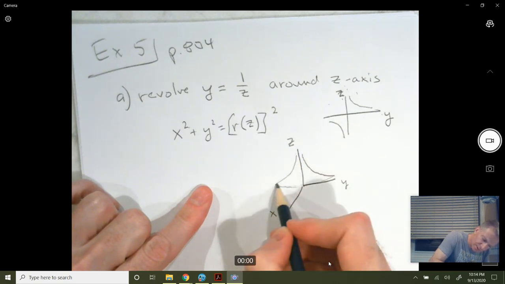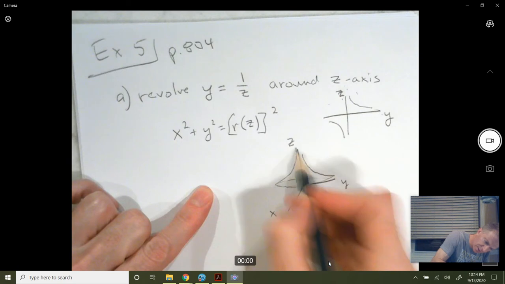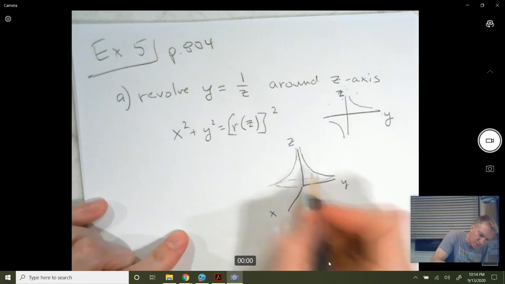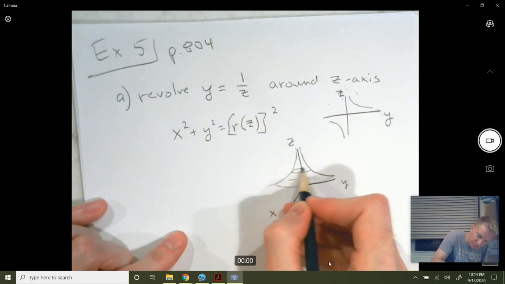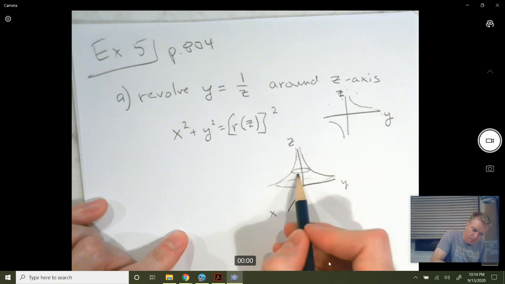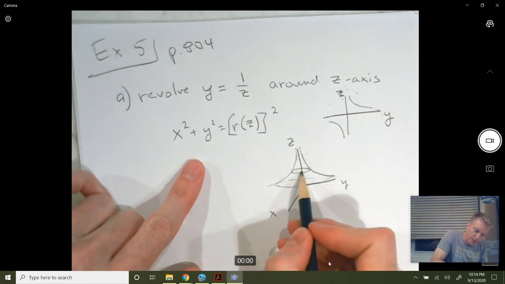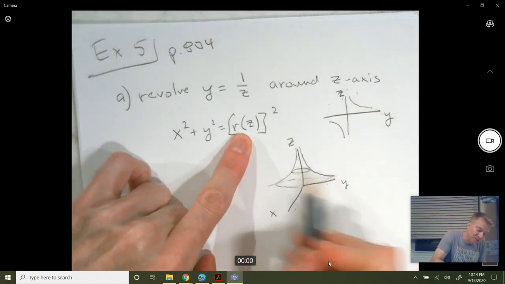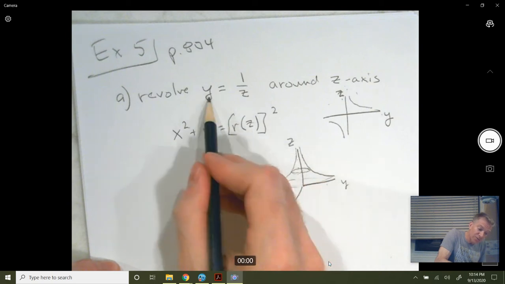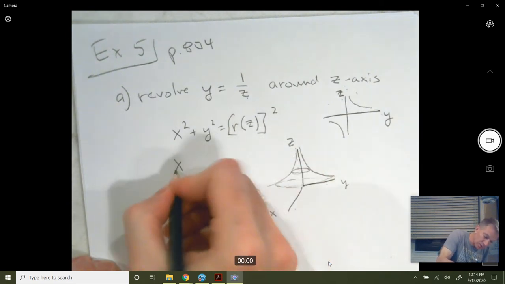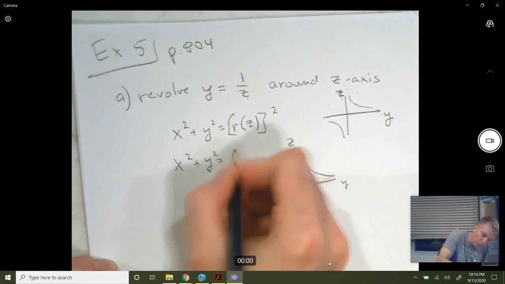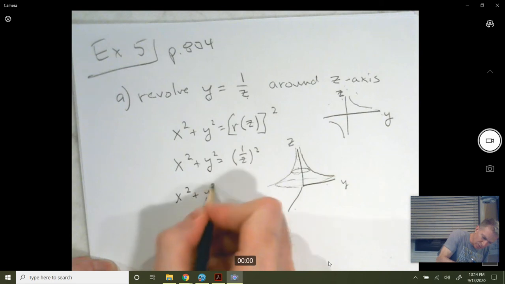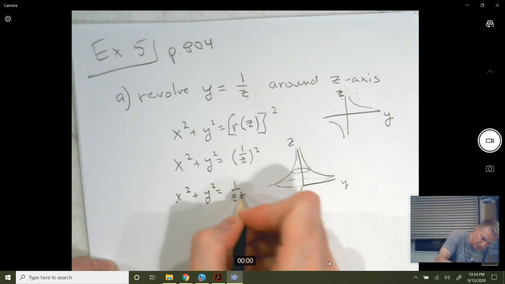Okay, we can't draw the entire thing. Remember, this goes up to infinity. This actually also will go out and keep going out, but it's going to look something like that. So our cross sections will be circles parallel to the xy plane. And the x squared plus y squared will equal your radius squared, which here your radius is going to be the y value as a function of z. Which is 1 over z. So x squared plus y squared equals 1 over z squared.